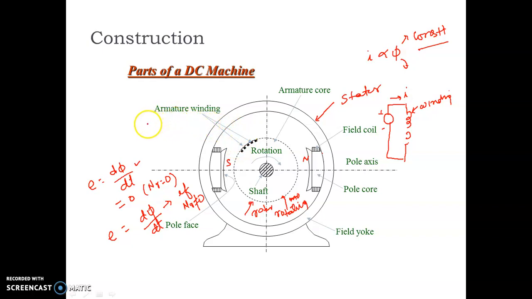So to produce induced EMF, you need to have changing flux. If changing flux is there, armature winding will get induced EMF, and the function of field winding is to produce the flux. Now you can ask, is it interchangeable? We can place armature winding on a stator and field winding on rotor. Definitely it is interchangeable. We can interchange.